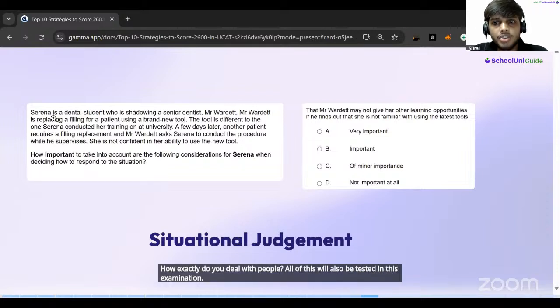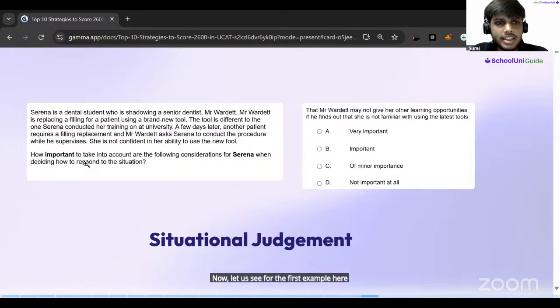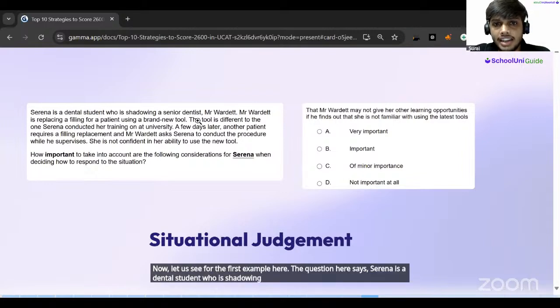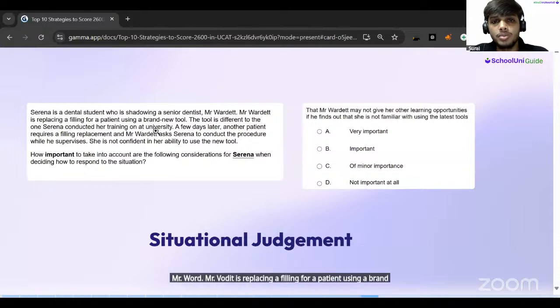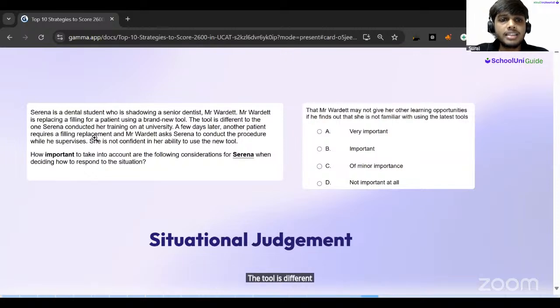Now, let us see the first example here. The question says, Serena is a dental student who is shadowing a senior dentist, Mr. Wardet. Mr. Wardet is replacing a filling for a patient using a brand new tool. The tool is different to the one Serena conducted her training on at university.